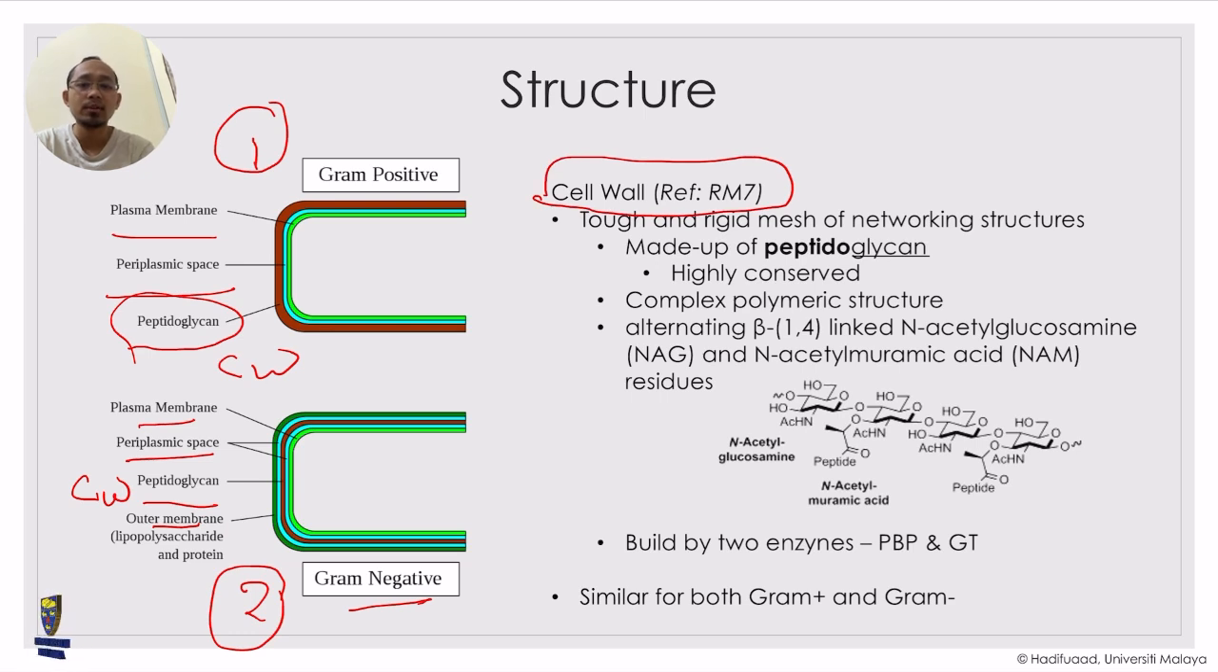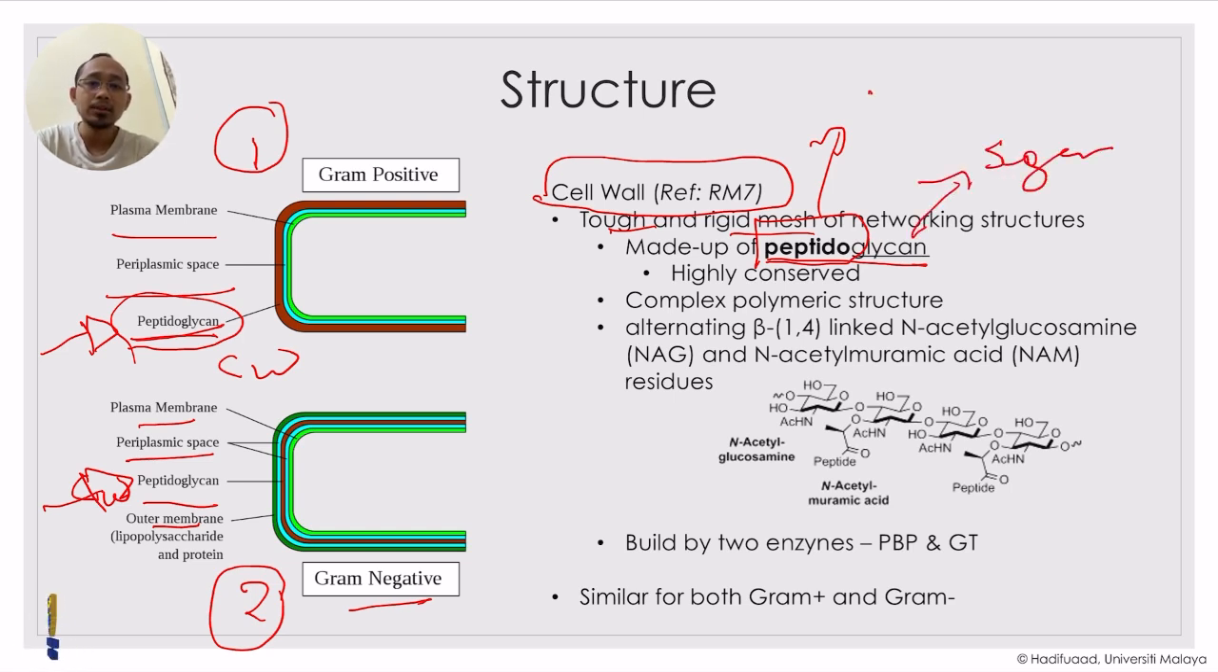Okay, so this is reference number 7. You can read through a bit about the cell wall, the discovery, and whatnot. So generally, the cell wall is a tough and rigid mesh, a networking structure made up of peptidoglycan. So that's why you can see over here it says peptidoglycan. Okay, so what is peptidoglycan? Peptido means peptide, glycan means sugar. Okay, so it is made up of a polymer of peptide and sugar.